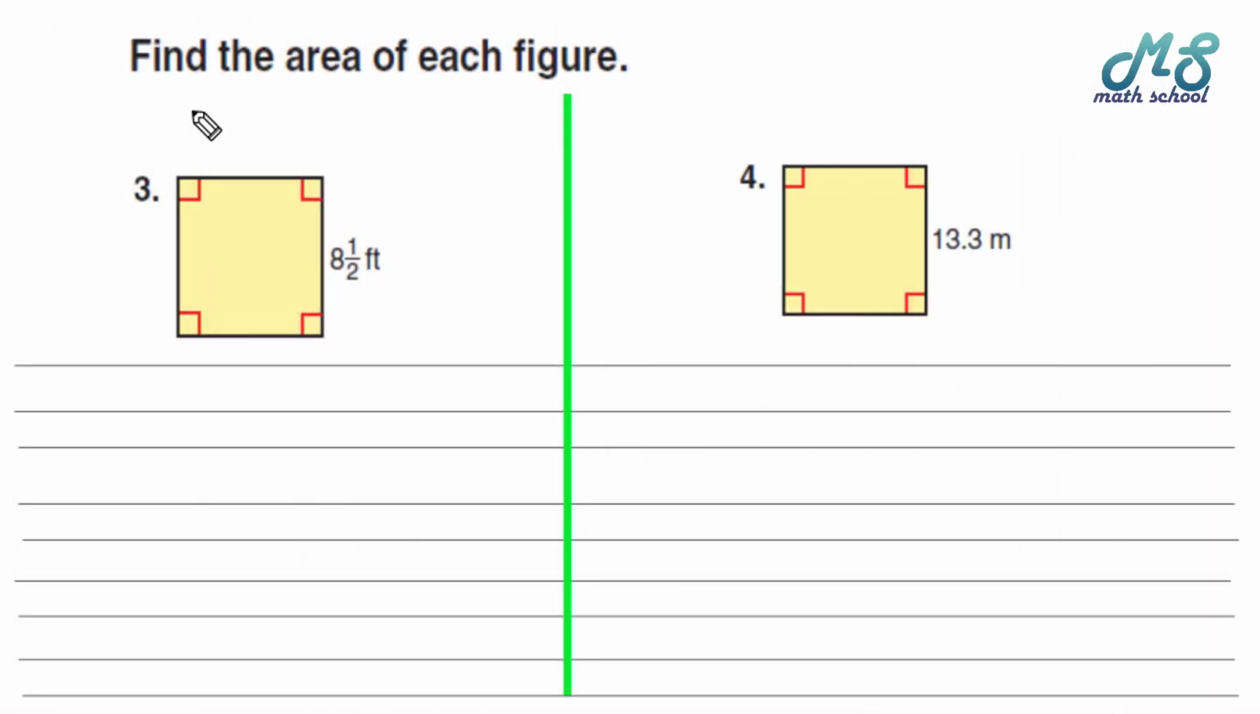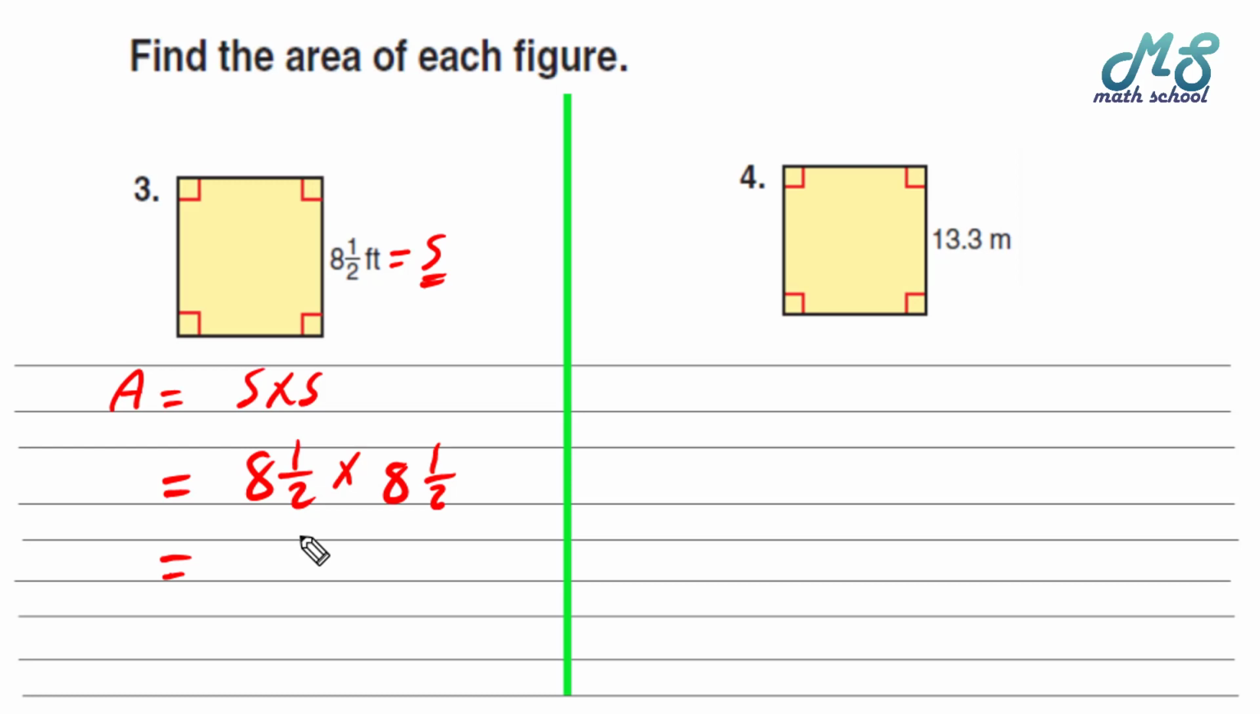Next, how can we find the area of the square? To find the area of the square, guys, just multiply its side length times itself. We studied before, the area is equal to s times s. You can write it as s squared. Equals 8 and 1/2 times 8 and 1/2. We studied before how we can multiply a mixed number.